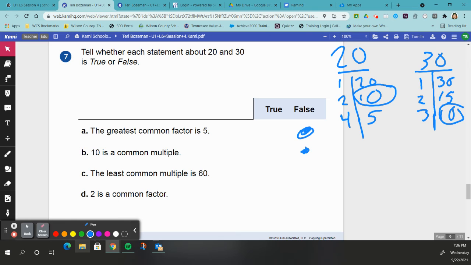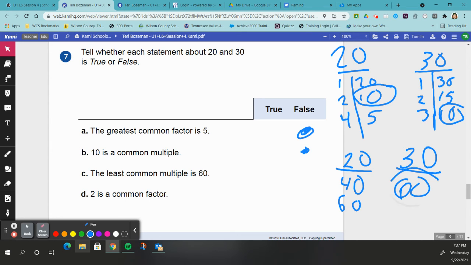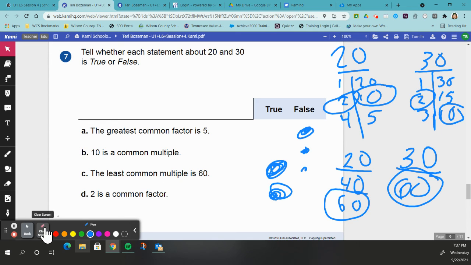C, the least common multiple is 60. So let's see if that's true. If I'm counting by 20s, I would have 20, 40, 60, right? Let's see here. We have 30. The next one would be 60, right? So yes, that is true. The least common multiple is 60. And then D, 2 is a common factor. Yes, they share a factor of 2. So that would also be true. So we have false, false, true, true on number 7.